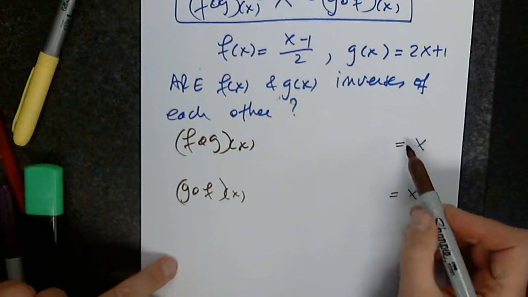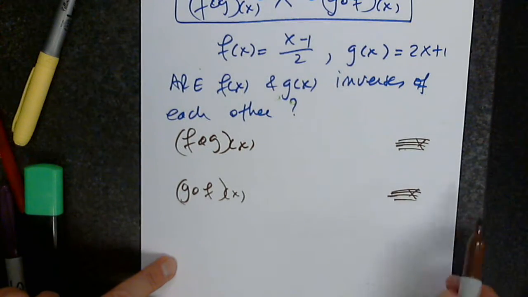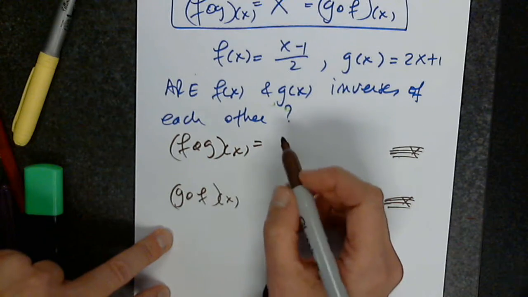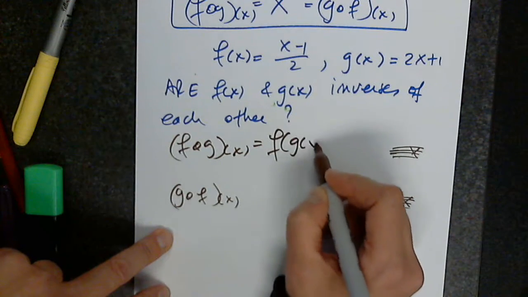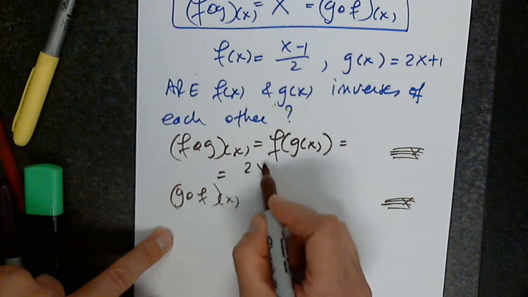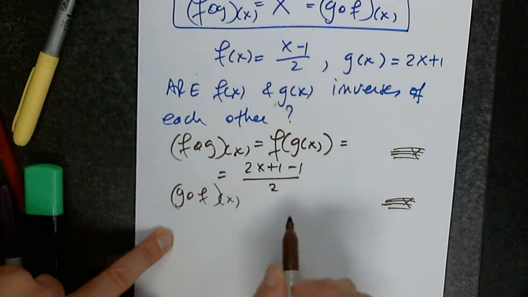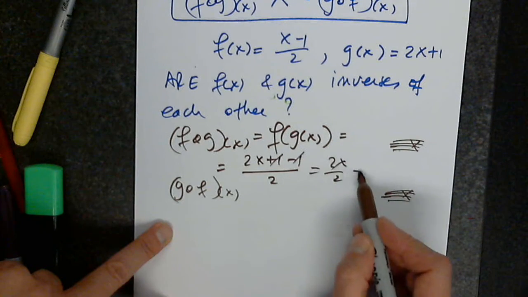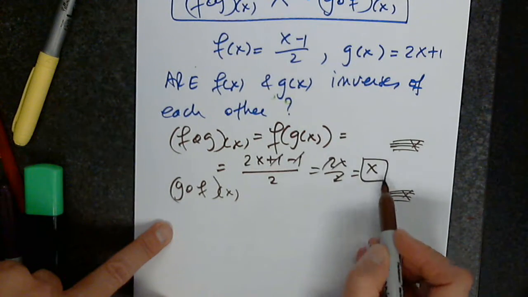Good. So let's determine f comp g. From the previous section, f of g of x, which is (2x plus 1 minus 1) over 2. I simplify, I get 2x over 2. I simplify again, and I get x.